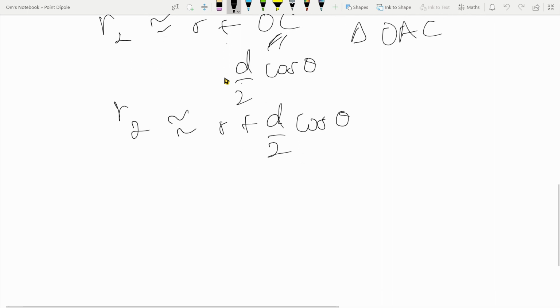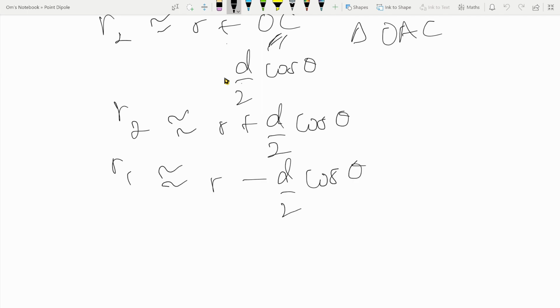And a similar analysis on the other side actually shows us that R1 is equal to R minus d by 2 cos theta. Of course, it just follows a similar procedure, so I've decided to skip it, and you can do it as an exercise if you wish to. But you will find out that R1 is approximately equal to R minus d by 2 cos theta.